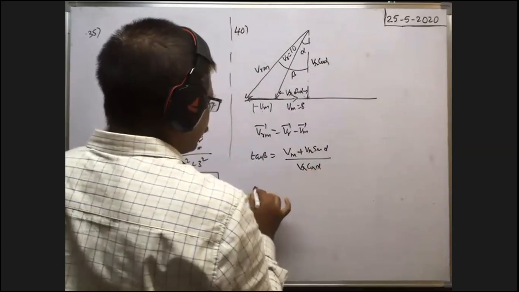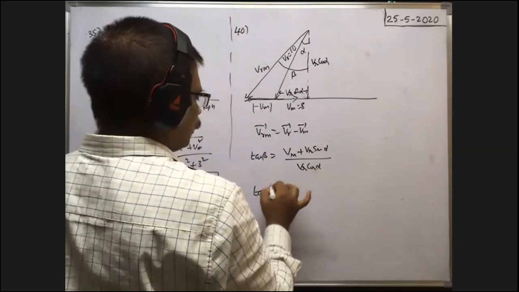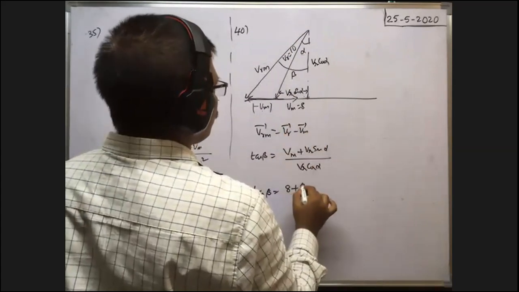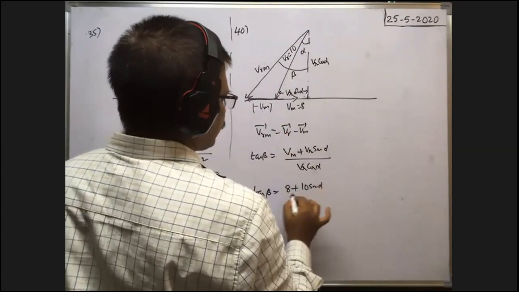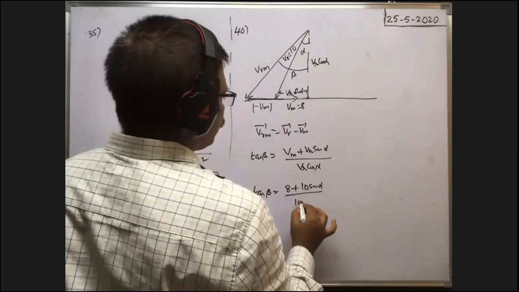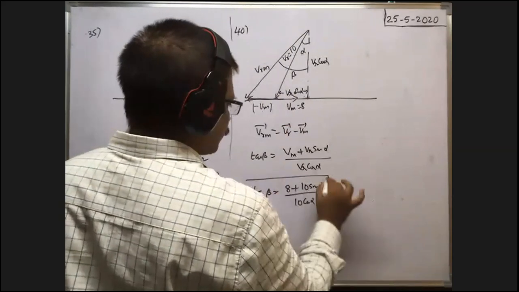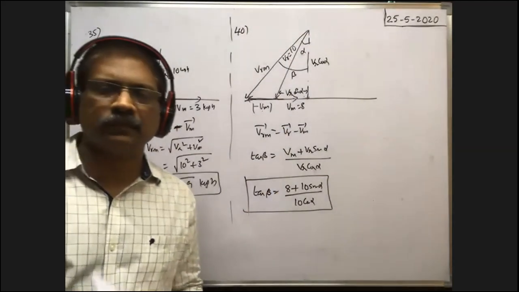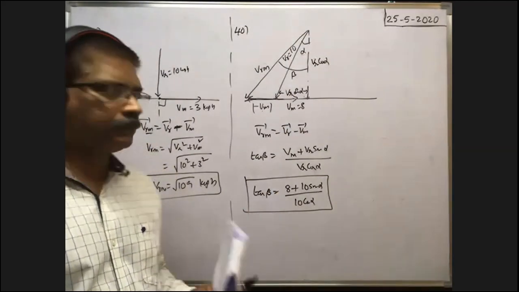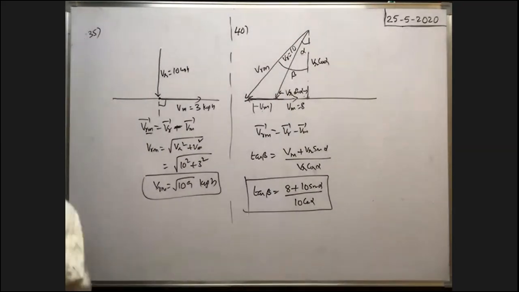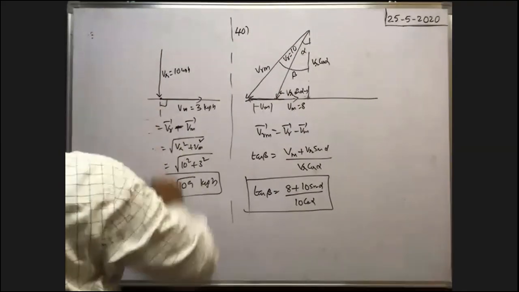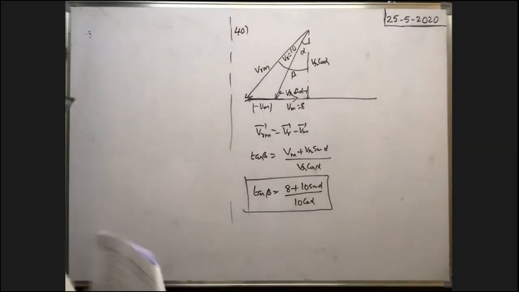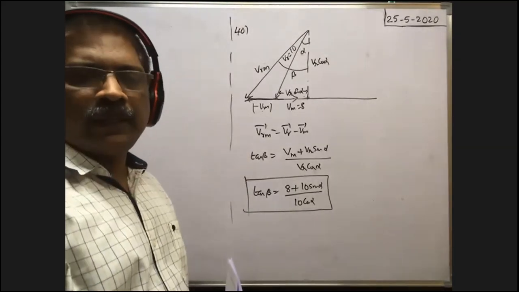You substitute the data. Tan beta is equal to Vm, which is given as 8, plus VR, which is 10. So 8 plus 10 sin alpha by VR, which is 10 cos alpha. So this is the answer. Okay, next.